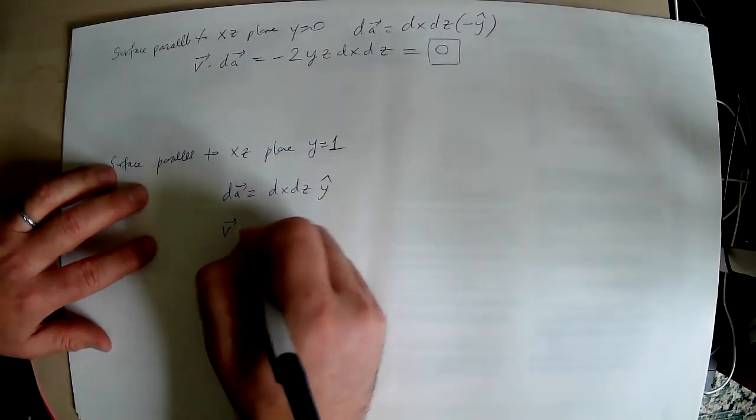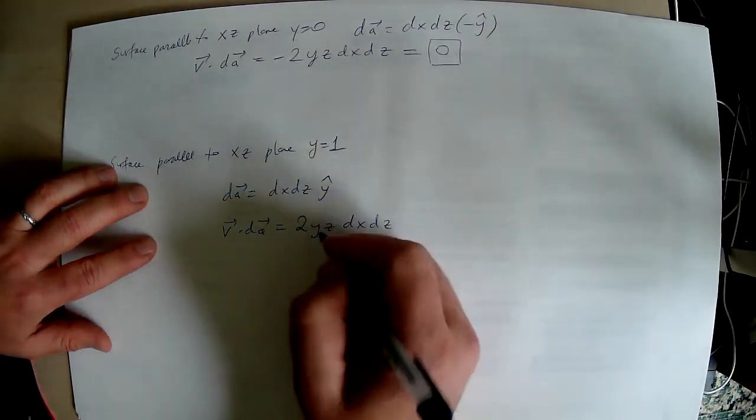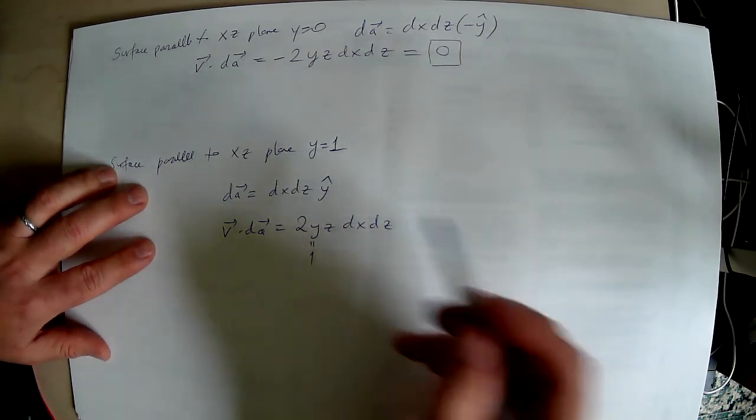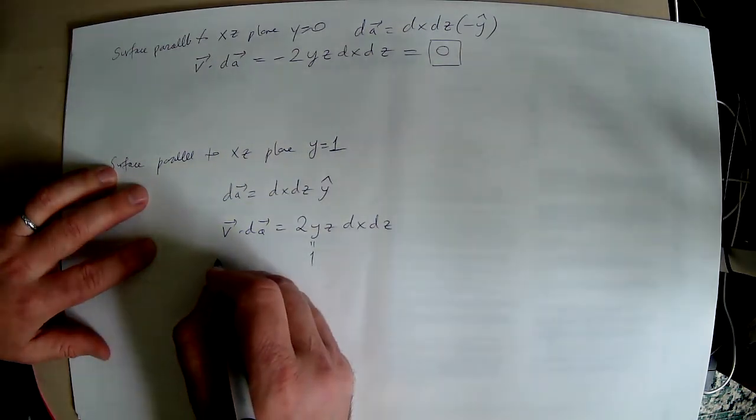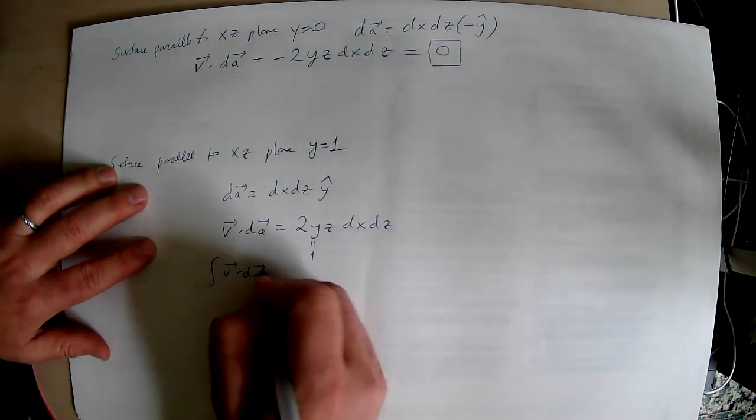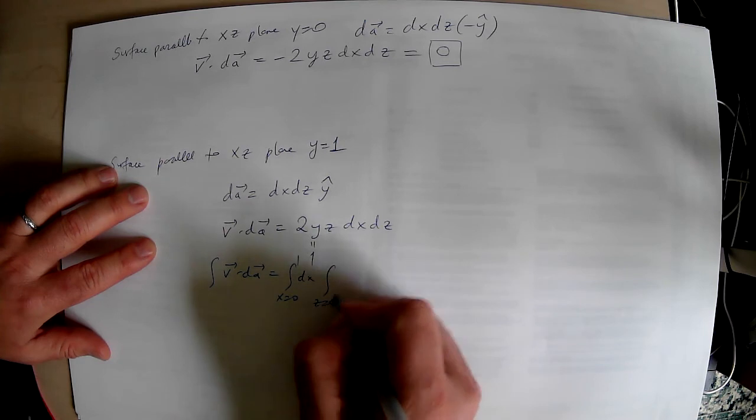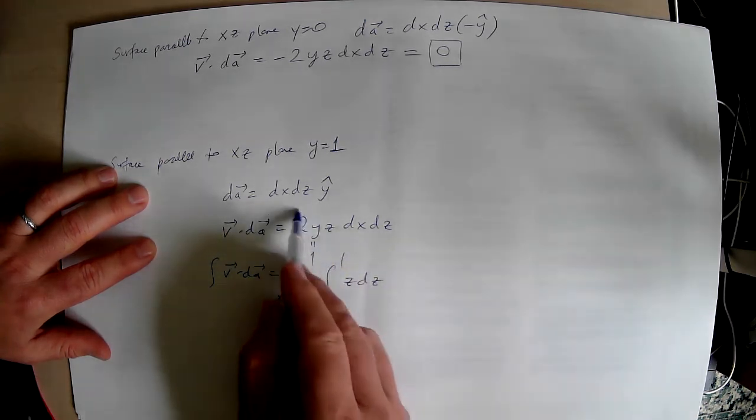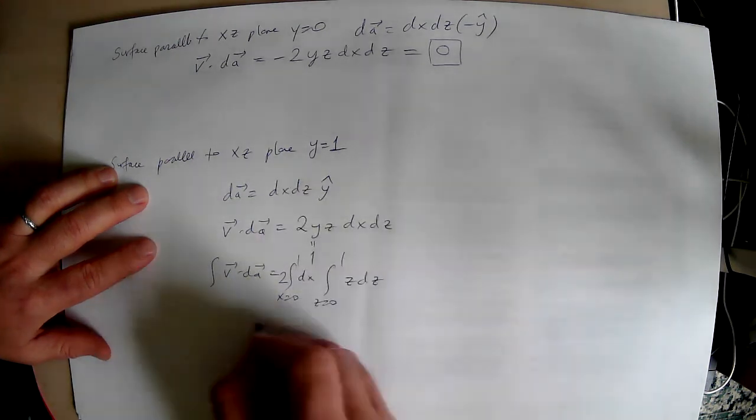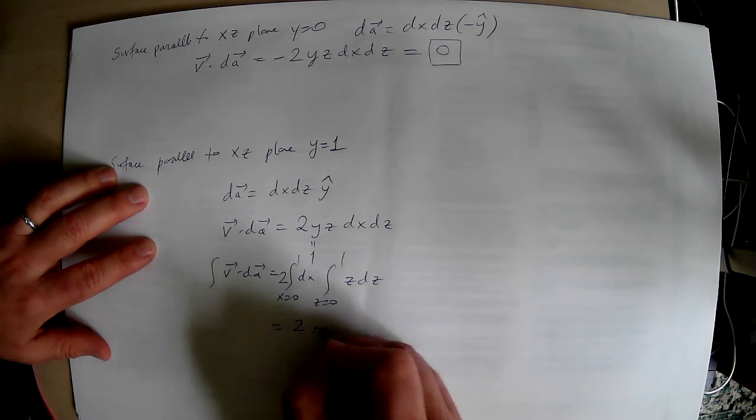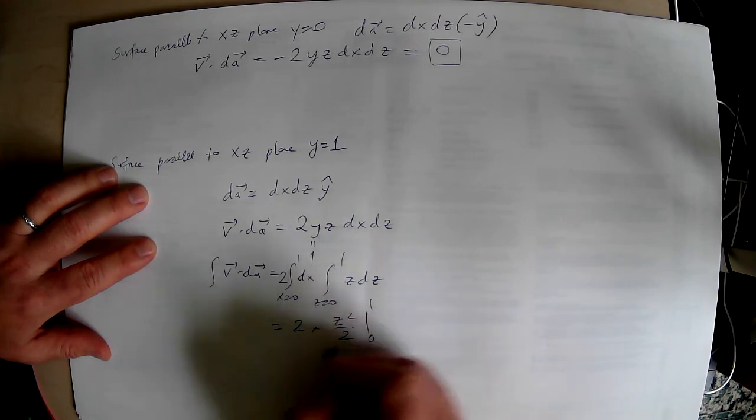So v dot dA will be 2yz dx dz. Now y equals 1, z varies from 0 to 1, x varies 0 to 1, and let's do the integral. Okay, v dot dA equals to x is 0 to 1 dx, z is 0 to 1 z dz, and there's a 2 in front. Okay, so if we evaluate that, this is just 1. This is z squared over 2, 0 to 1, that's 1/2. That's going to give me 1.